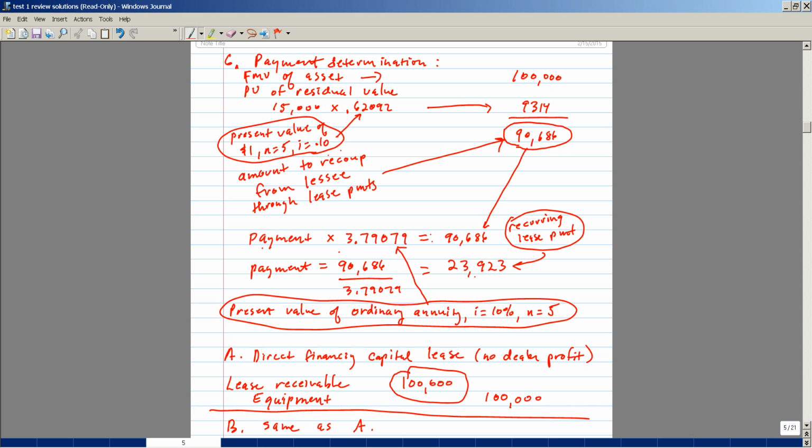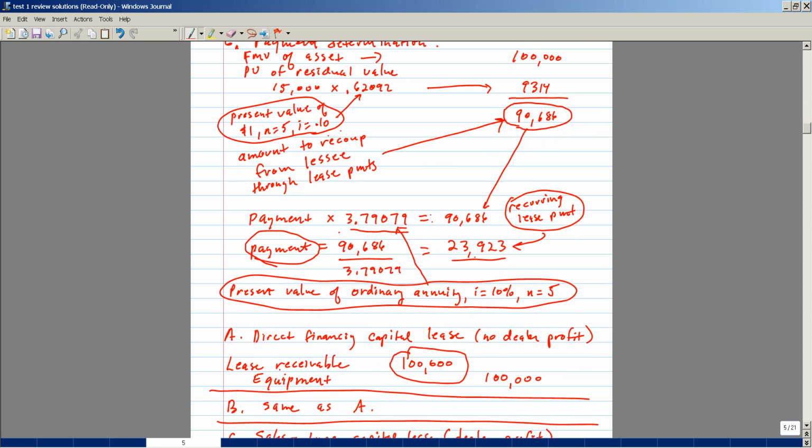So you set up a little equation that says some unknown payment amount times the present value of an ordinary annuity factor for i equal to 10%, n equal to 5 payments. That factor is 3.79079. Some unknown payment amount multiplied times that present value of an ordinary annuity factor equals what the lessor has to recoup from the lessee in a present value sense over the life of the lease. That's $90,686. So you simply solve for the unknown by manipulating the equation algebraically, and you come up with $23,923. That's the recurring lease payment that the lessee is going to make to the lessor. So down here, the amount of the debit to the lease receivable account by the lessor is going to be equal to the present value of the minimum lease payments.